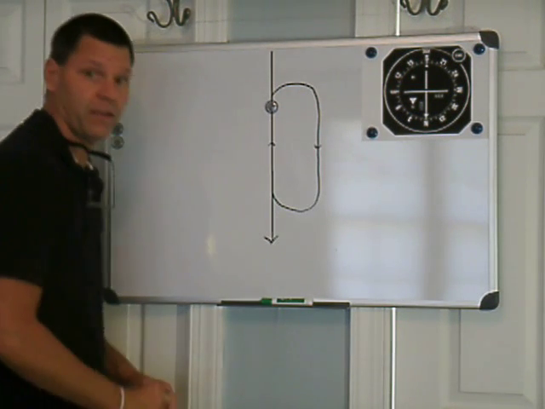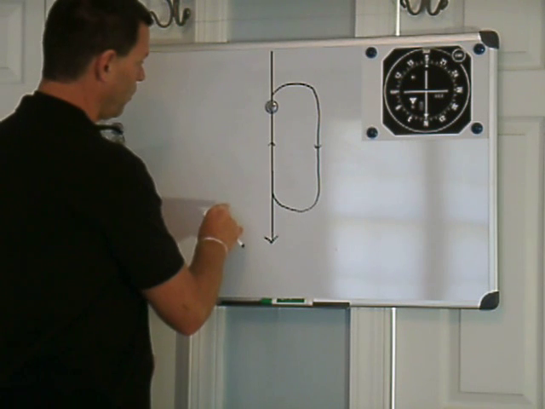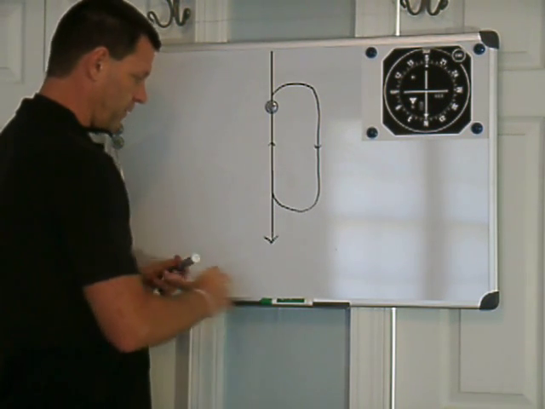Direct entries are fairly easy to accomplish. We fly to the fix. We graph out the sectors quickly.